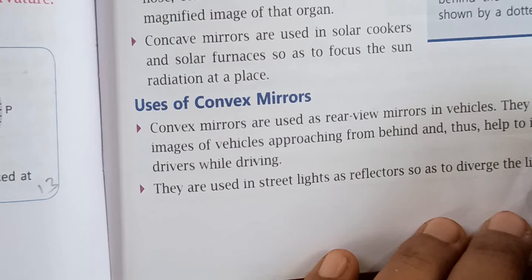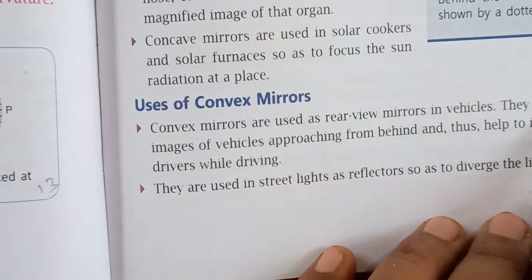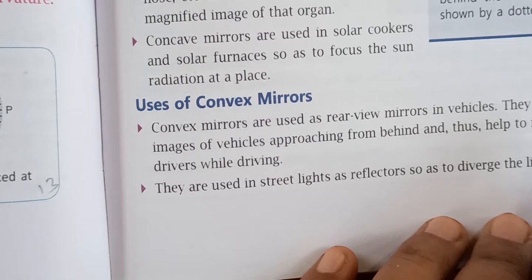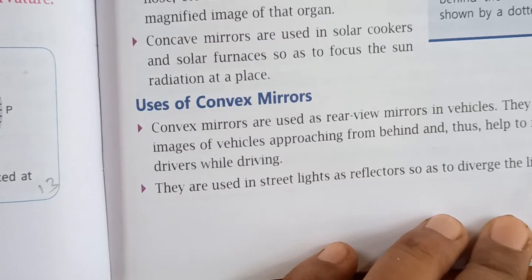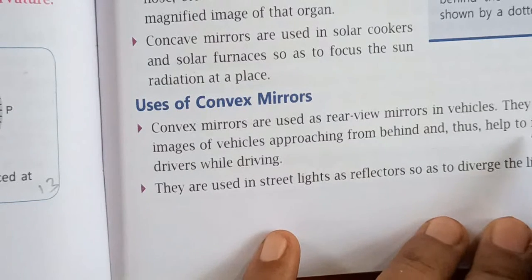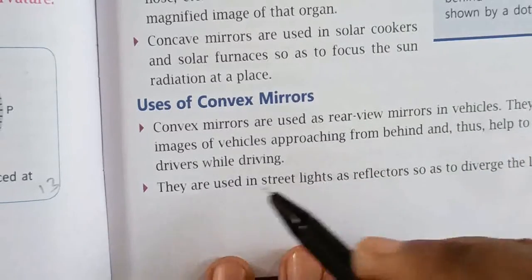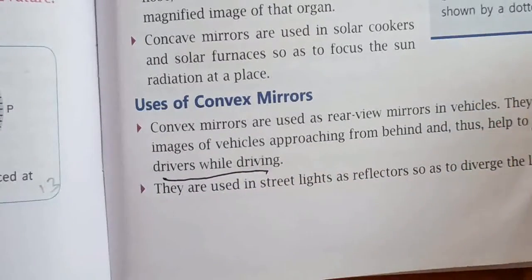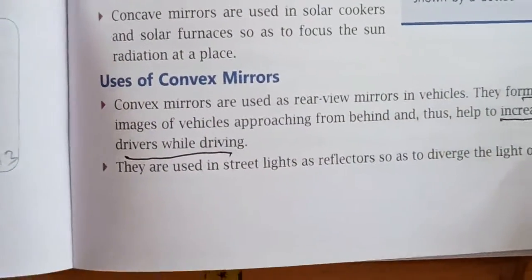And what is the function of that? To see what is behind the car or the vehicle. Those mirrors form an erect and diminished image. If you see through those mirrors, a large area behind the vehicle is covered. So you are able to see a large area behind your vehicle. So these mirrors increase the field of view of the drivers while driving. Therefore he will be able to see everything behind him.